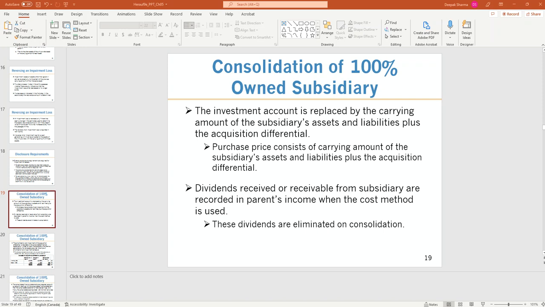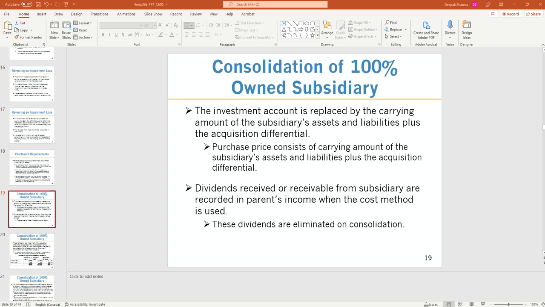So when we do a consolidation, the intercompany accounts get eliminated. So the investment accounts are replaced by the carrying amount of the subsidiary's assets and liabilities plus any acquisition differential that does exist in the company. And the purchase price consists of the amount of the subsidiary's assets plus the acquisition differential. So that's something that we determine in the first step when the business combination does happen.